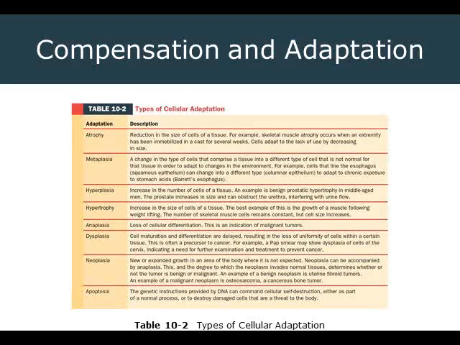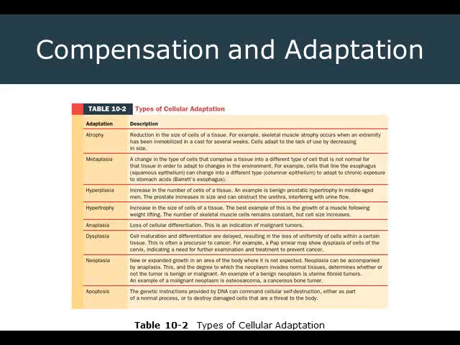We have hyperplasia. Hyperplasia is an increase in the number of cells of a tissue. So, for example, in benign prostatic hypertrophy in middle-aged men, the prostate increases in size and can obstruct the urethra, interfering with urine flow. With this hyperplasia, and maybe this is in response to chemicals or hormones in the body, they're building quicker than they're dying off, and so that hyperplasia starts to constrict the prostate, or the urethra, that is.